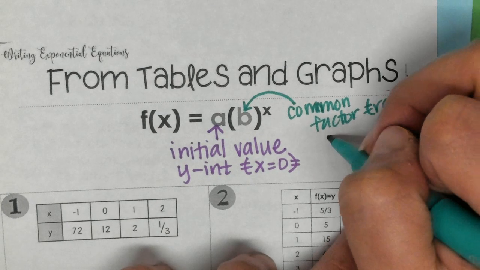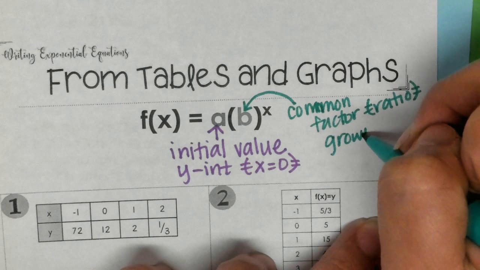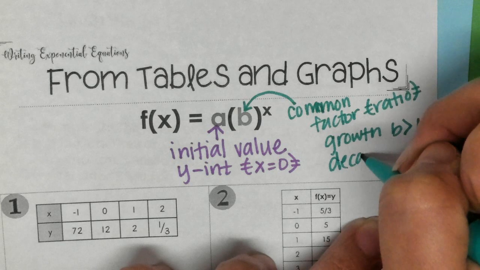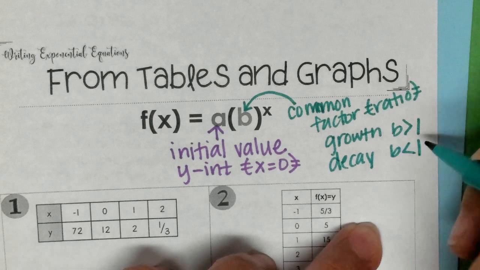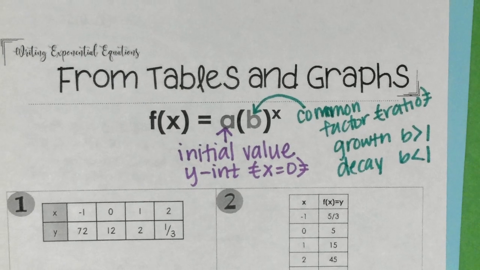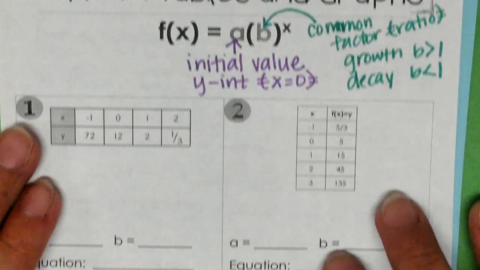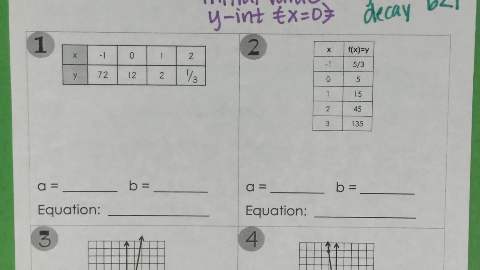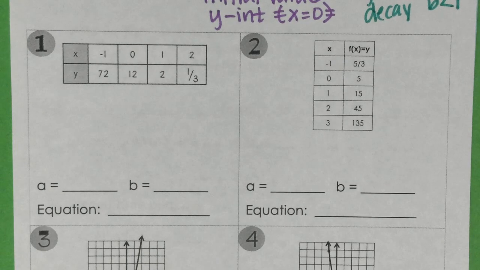So remember, if we're growing, b is greater than 1. And if we're decaying, b is less than 1. So we're going to use those ideas to help us in writing our equations for both tables and graphs. So let's start by looking at our first table.